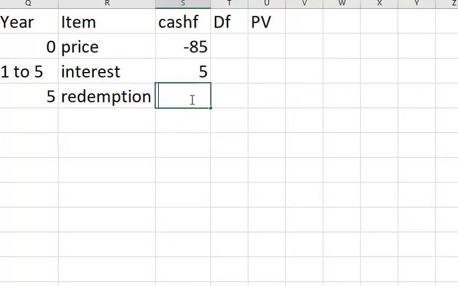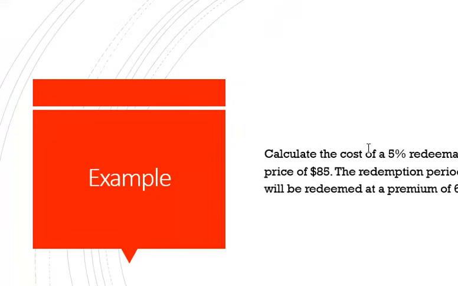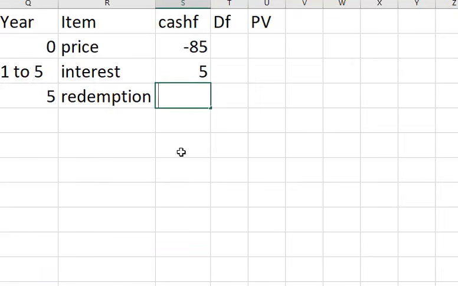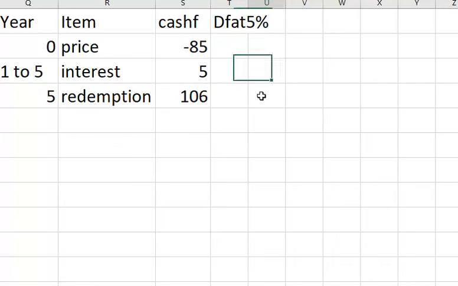You can deduct tax in advance if you want. It's all the same. Redemption value, we are told redemption value is 6% premium. So it's always 100, but we are adding a 6, so it will be 106. Discount factor. On discount factor, you are required to guess. So to be safe, you can start maybe with the interest rate itself as a discount factor. Remember it's 5%, so let's put it at 5%.